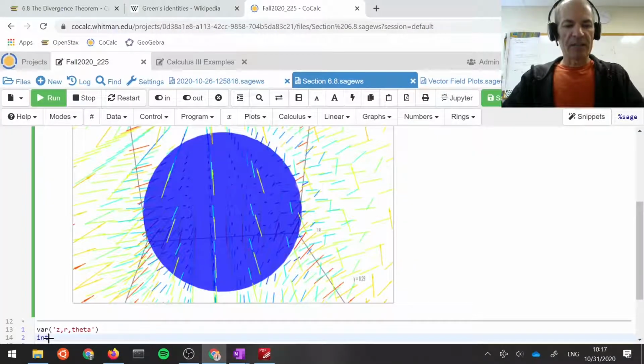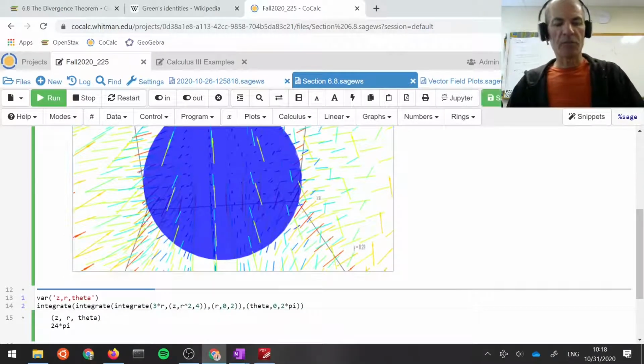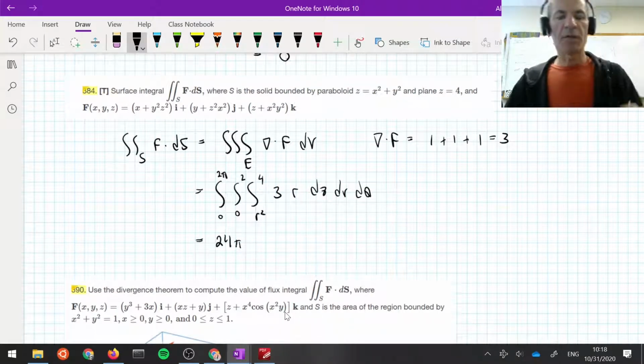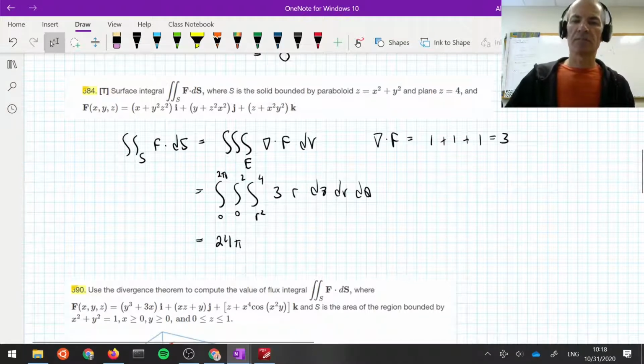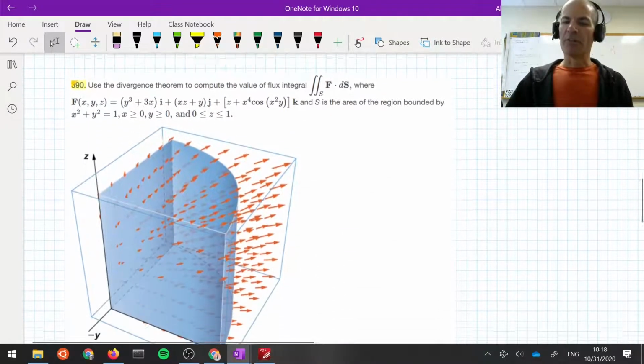All right, we want to integrate 3 times r, which is the Jacobian, and z goes from r squared up to 4. R goes from 0 to 2, and theta is going to go from 0 to 2 pi. And we get 24 pi. So the flux of this vector field across this somewhat challenging surface is 24 pi. The divergence theorem is your friend.